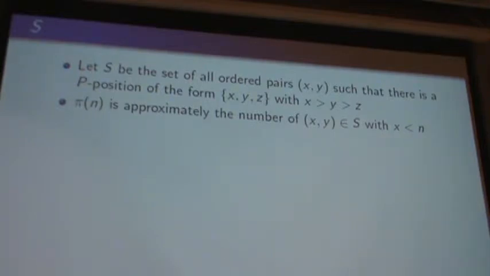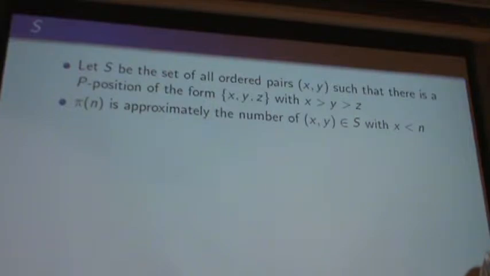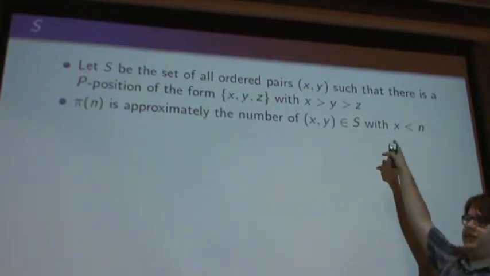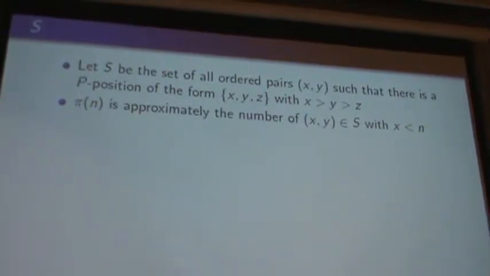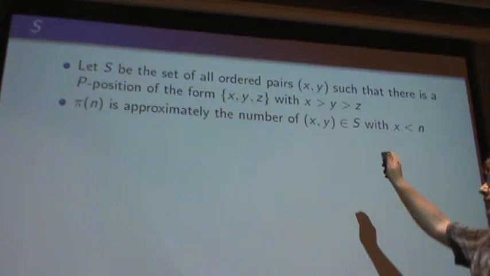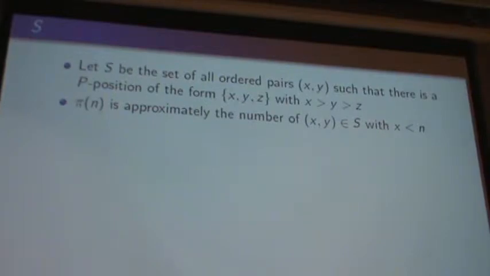So if you take S and you intersect it with the square near the origin of side length n, that's going to be approximately pi of n, right? Because we don't care about the order of our piles. So it's just going to be points x, y such that there's a p position of the form x, y, z, but all three of these coordinates are going to be less than n. So S is going to be approximately pi. There's a little bit of difference when you have positions of the form x, x, 0, because you count them twice or don't count them or whatever. But asymptotically, the area of S inside a square of side length n is going to be mostly equal to pi of n.